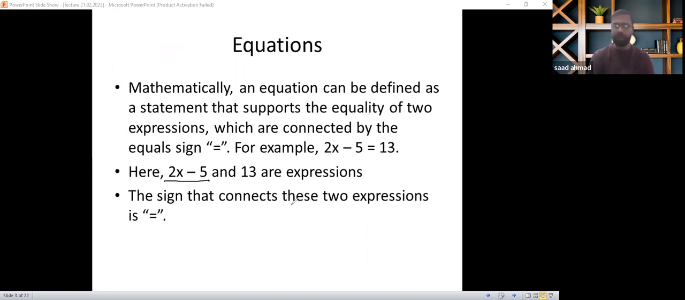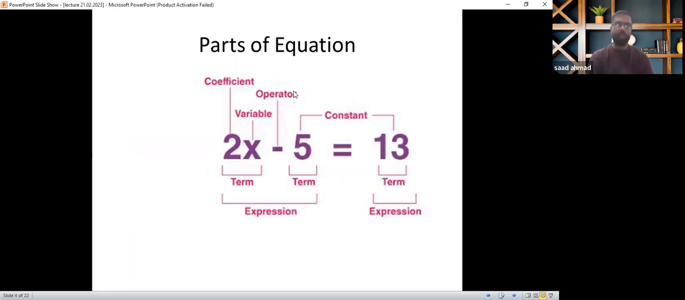Here the sign that connects these expressions is the equality sign. So where we see this sign connecting the two expressions, we call that an equation. Let's say these are the parts of an equation. For example, I have the equation 2x minus 5 equals 13. Now here, this whole thing is a term. This one is also a term.